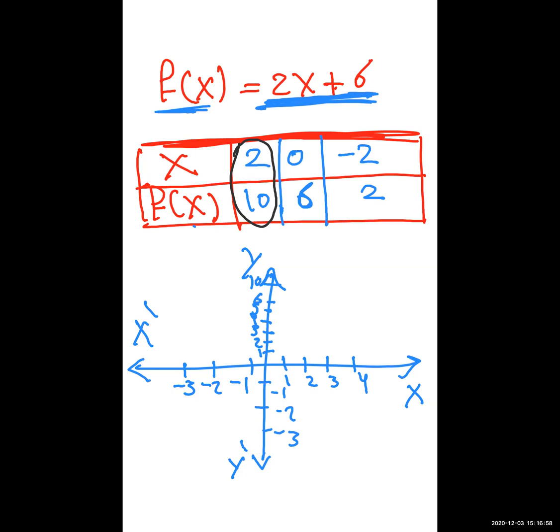So 2 and 10 means here. 0 and 6. So this means 0 on x and 6 on y. So 6 here. Then the last point, negative 2 and 2. So negative 2 on x at this point, and 2 on y, which is this point. Then connect between the three points. Of course, it has to be a straight line, but because I'm drawing with my hand, it's not accurate. But it has to be a straight line like this. Okay, guys?